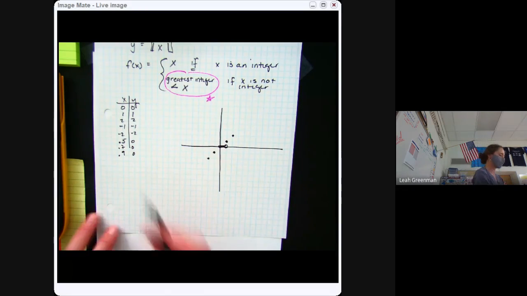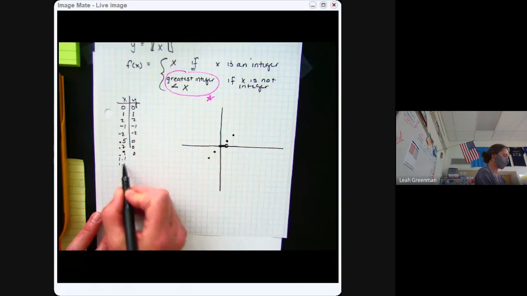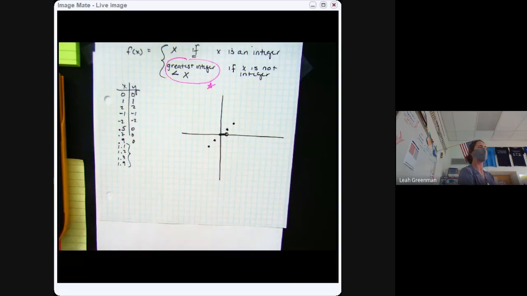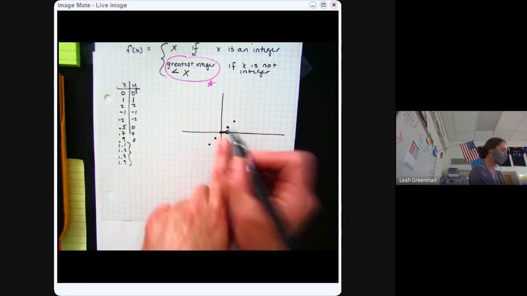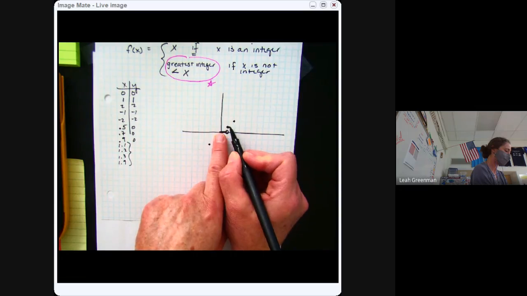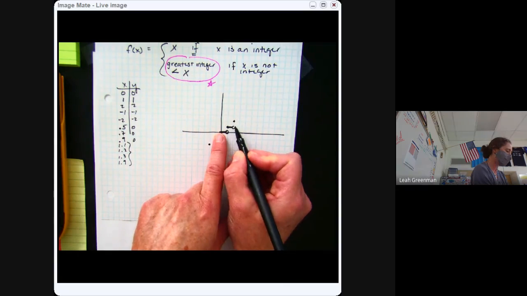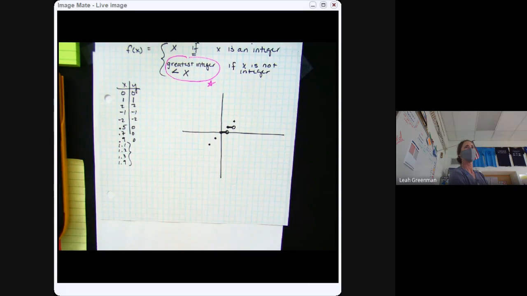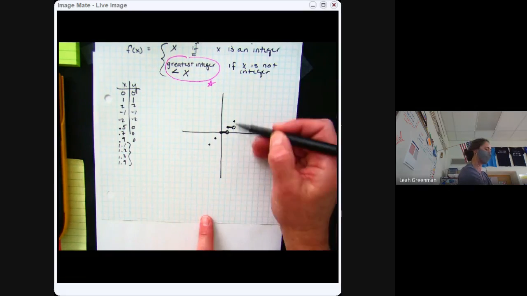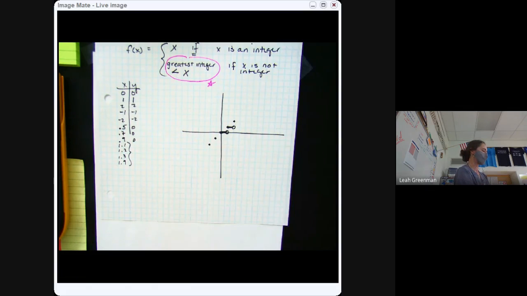What happens if I plug in 1.1, 1.2, 1.3, 1.9? What are the y values for all of those x values? 1, right? Greatest integer less than 1.1, 1.2. So am I going to keep going at 1? I'm going to keep going, keep going, keep going. Open circle at 2, 1. As soon as I hit 2, it jumps up to 2. So can we start to see the pattern there?